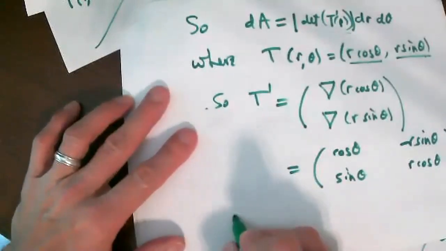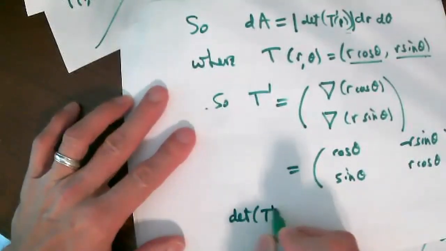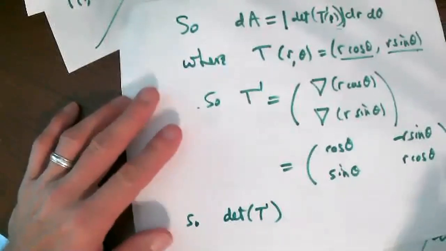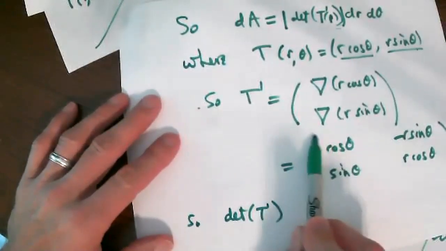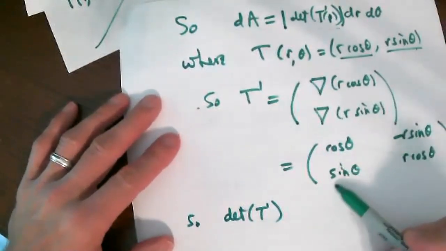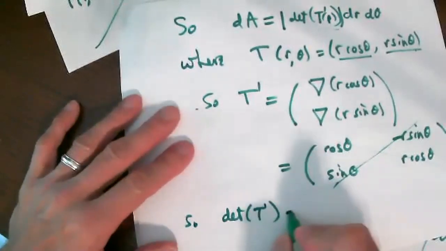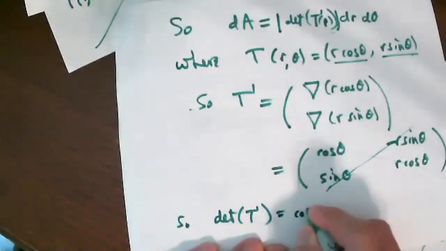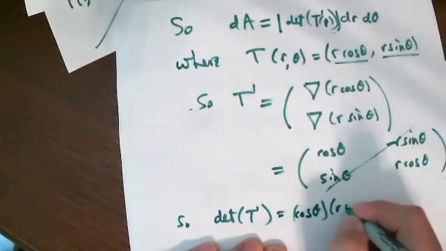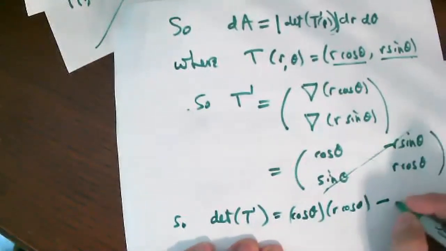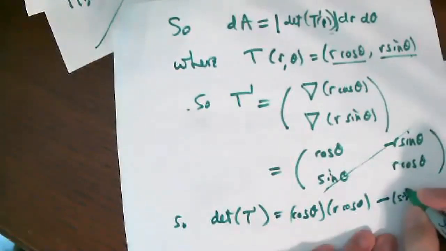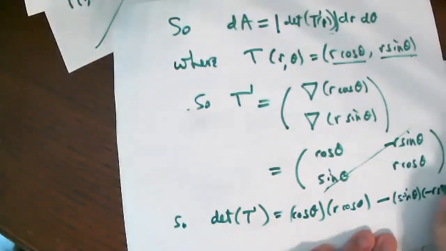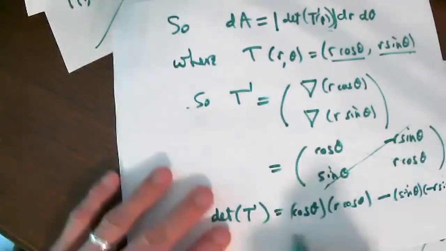Now, you guys do have to remember how to compute the determinant of a 2x2 matrix. For a 2x2 matrix, you know that that's the product of the things on the main diagonal minus the product of the things off the main diagonal. So what I will get will be cosine of theta times r cosine of theta minus sine of theta times negative r sine of theta. And I think you can see what's happening here.